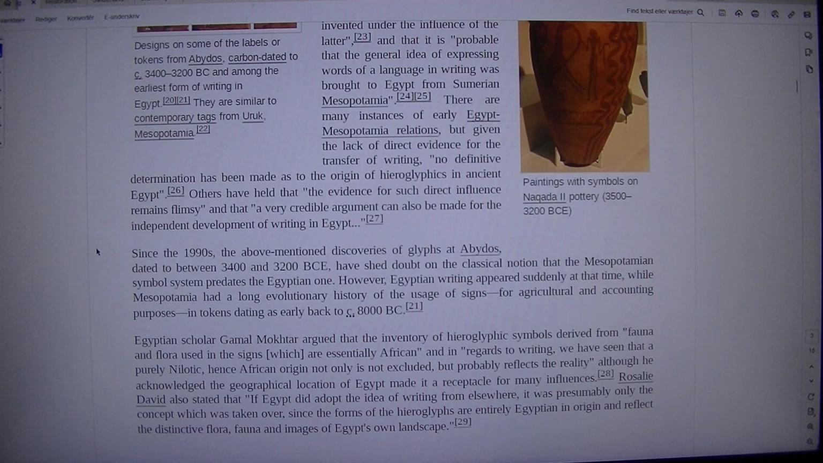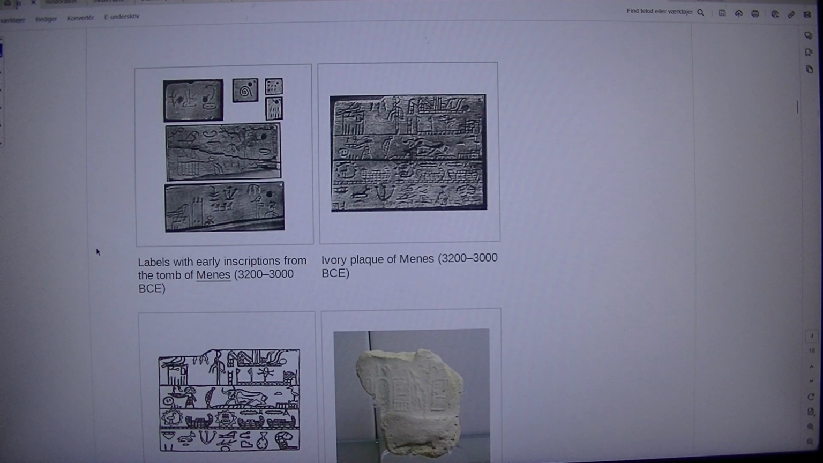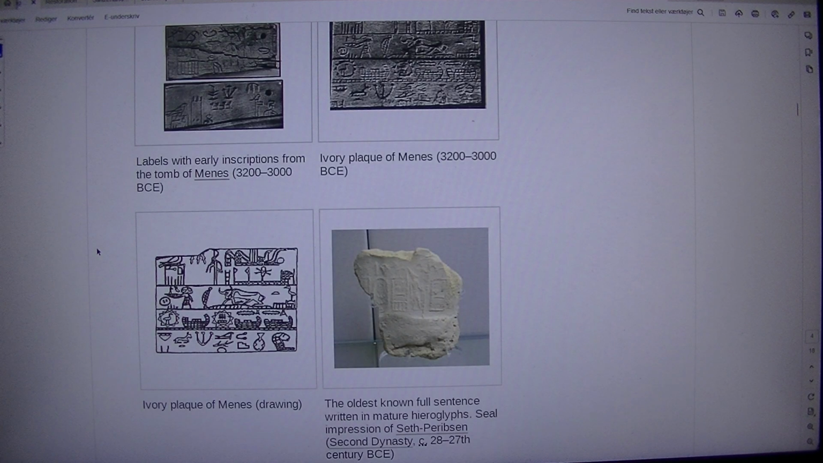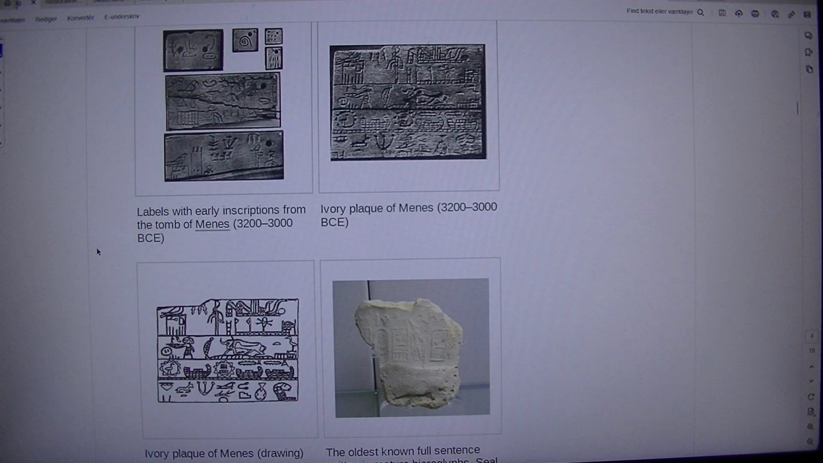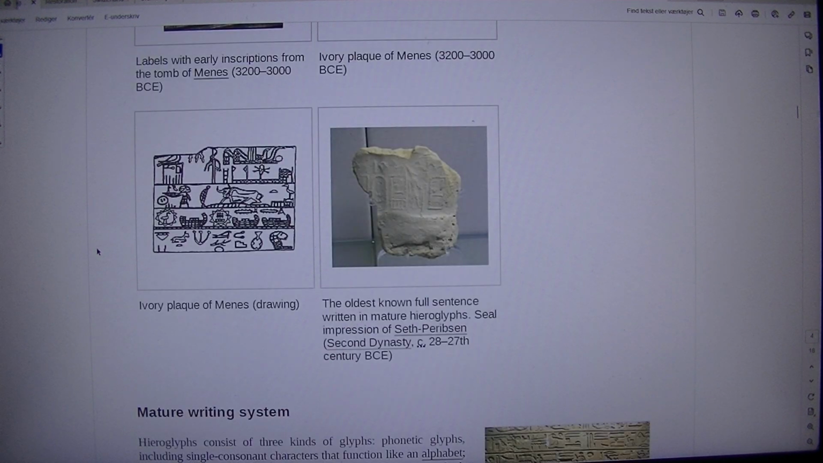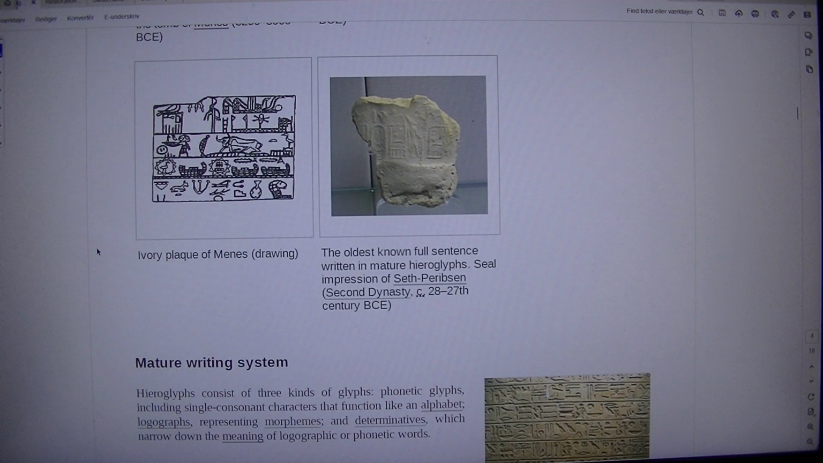29. Labels with early inscriptions from the Tomb of Menes, 3200-3000 BCE. Ivory plaque of Menes, 3200-3000 BCE. Ivory plaque of Menes, drawing.